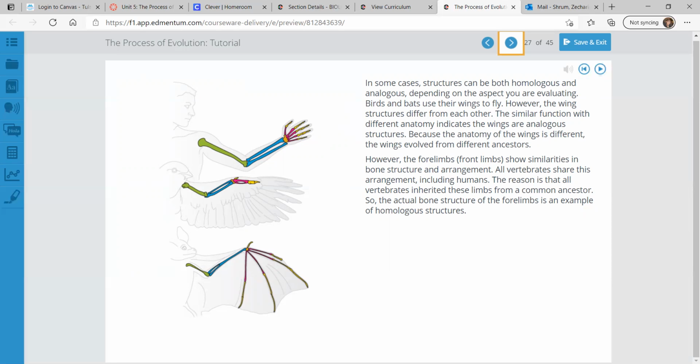However, the forelimbs, which are called the front limbs, show similarities in bone structure and arrangement. All vertebrates share this arrangement, including humans. The reason is that all vertebrates inherited these limbs from a common ancestor. So the actual bone structure of the forelimbs is an example of homologous structures.